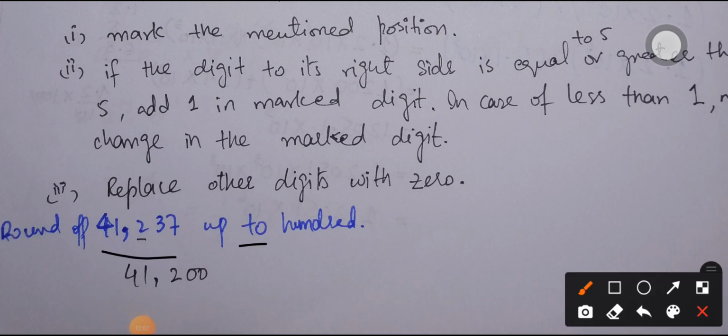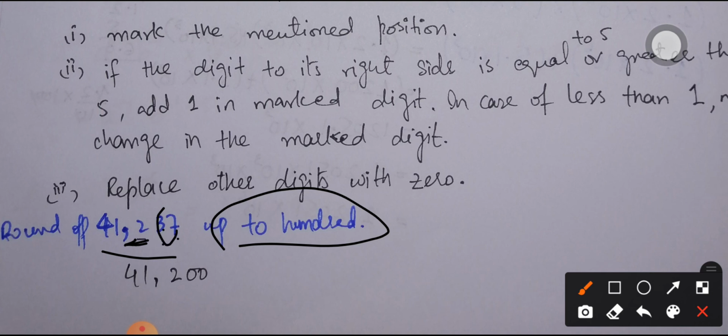41,237 up to the 100. So what we are going to do, I will mark the position at 100, so unit, 10, 100. So this is my 100, and now I will check the number on the right hand side, which is 3, and as 3 is less than 5, this 2 remains the same.